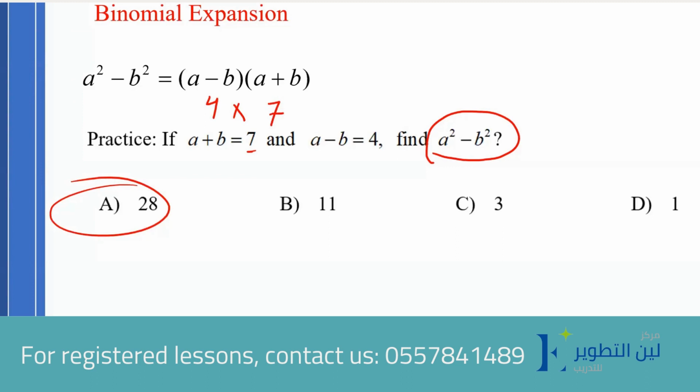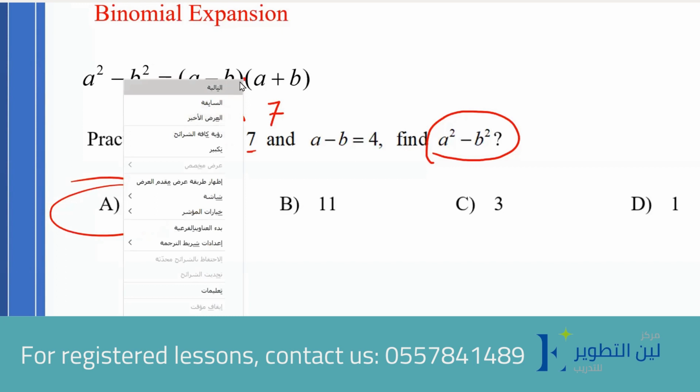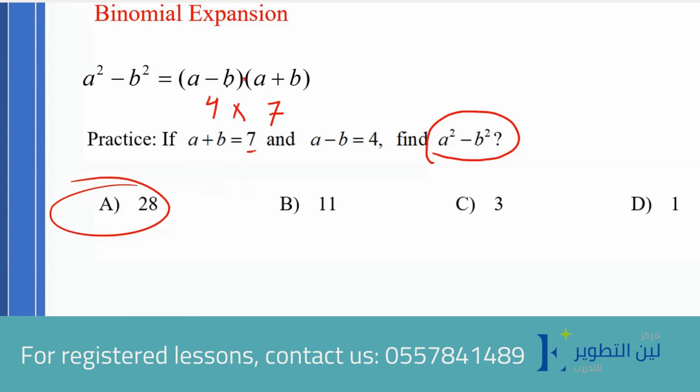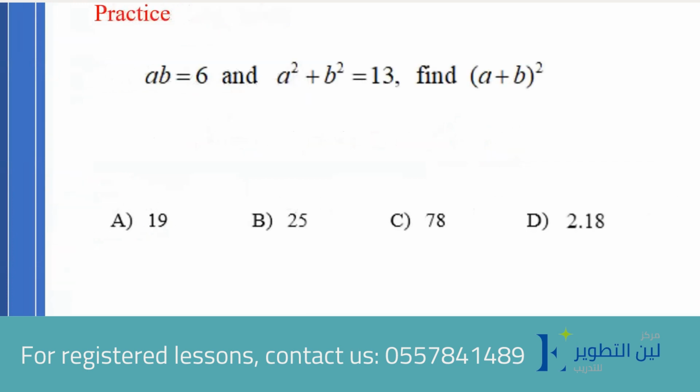There is a multiplication sign. So since we have parentheses, the operation between the parentheses is multiplication. Okay, and if you know the rule, you don't have to find the value of A and B. This is easy now. Okay, let me give you another problem to practice.